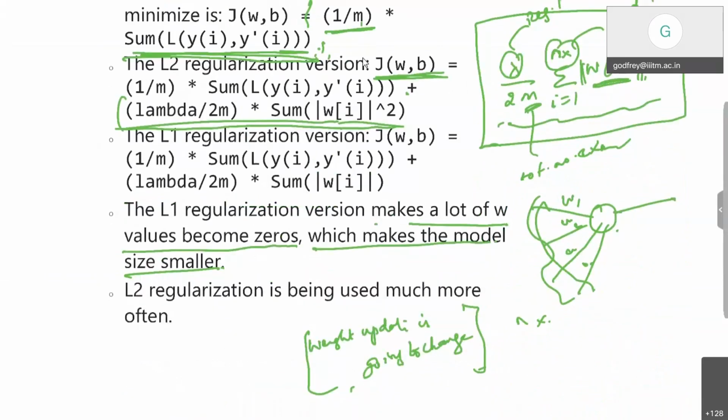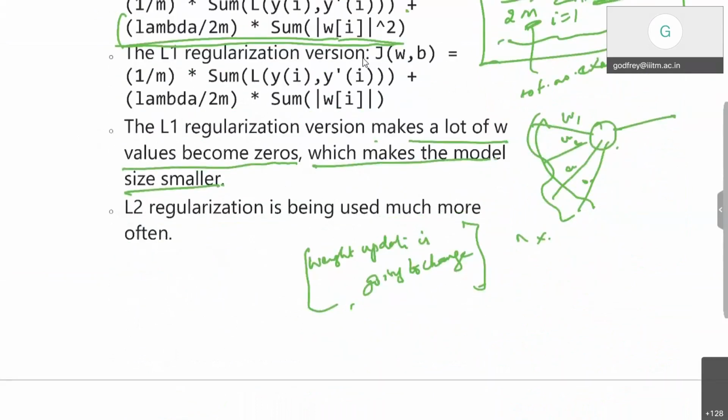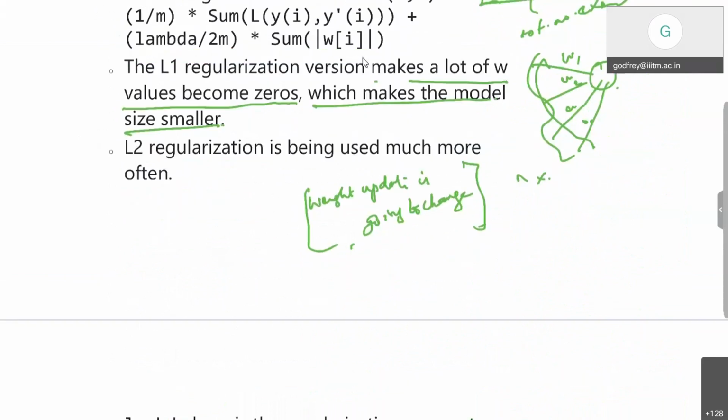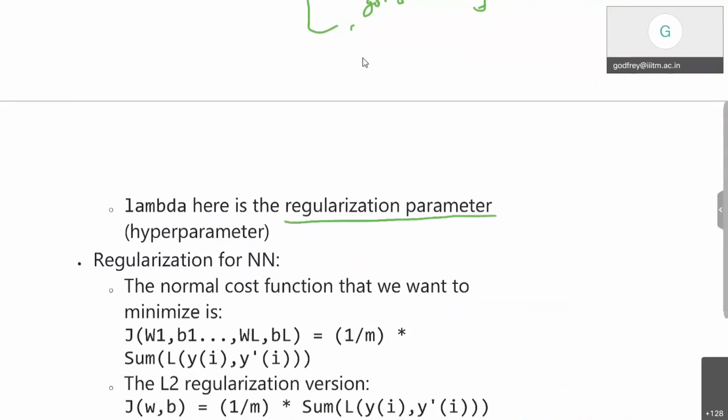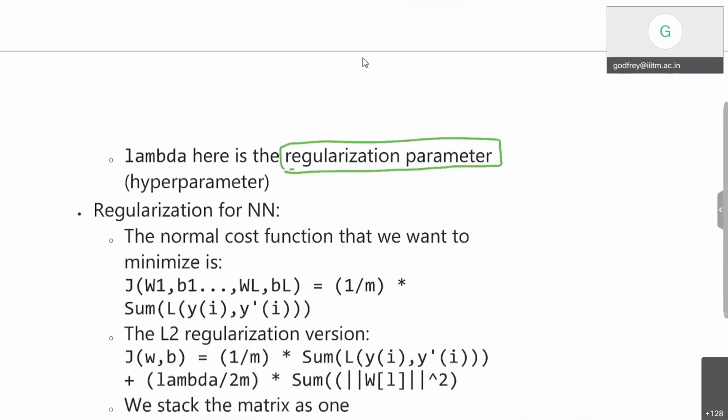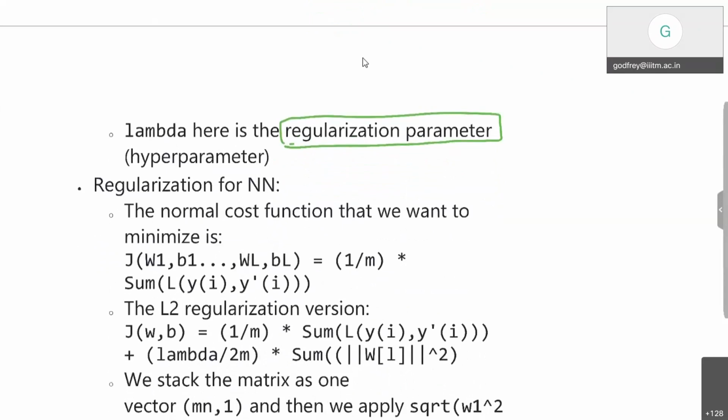So by having W value which is 0, I make the size. So now we also see that the L2 regularization is being used, and we also see that lambda is called the regularization parameter. So it's called a regularization.